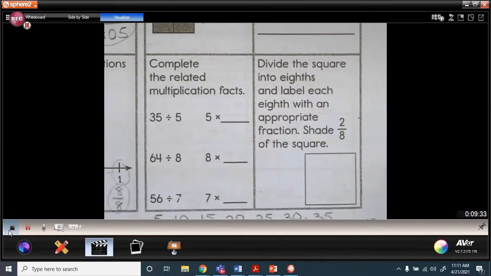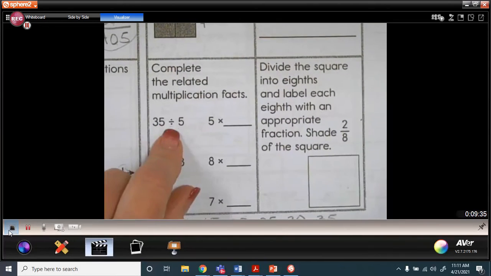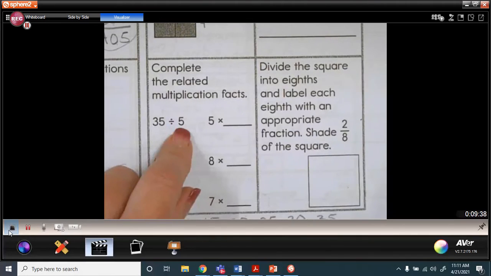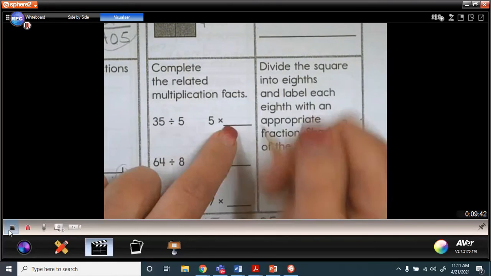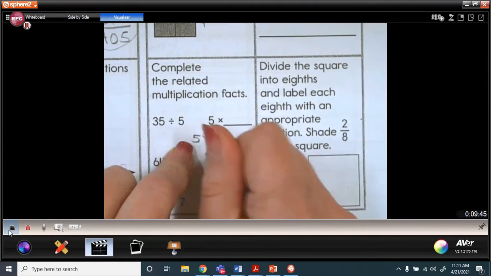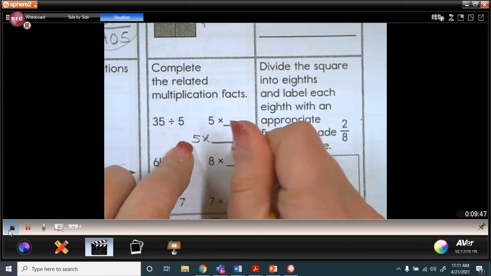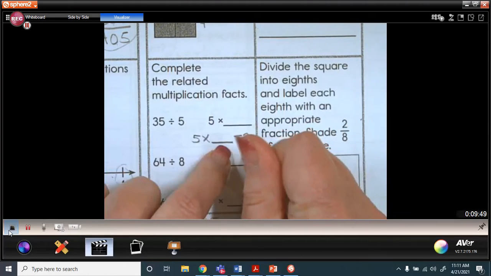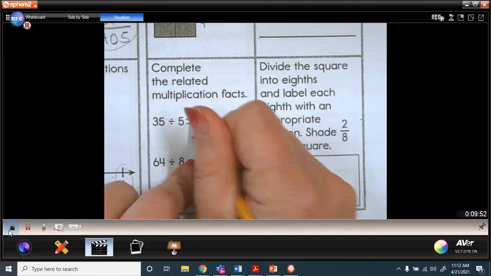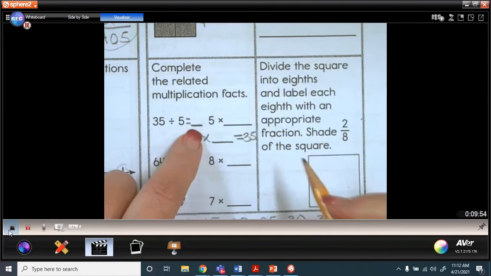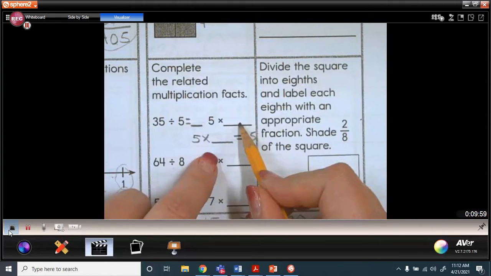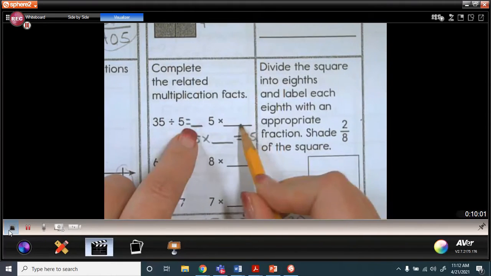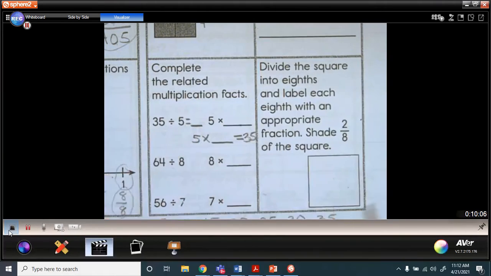So we have 35. We put those into 5 equal groups. How many are going to be in each group? Well, remember, we know that 5 times this number is going to give us 35. So in division, we're missing the quotient, but in our multiplication sentence, we're missing the factor. So this quotient and this factor are showing that multiplication and division are related to each other.